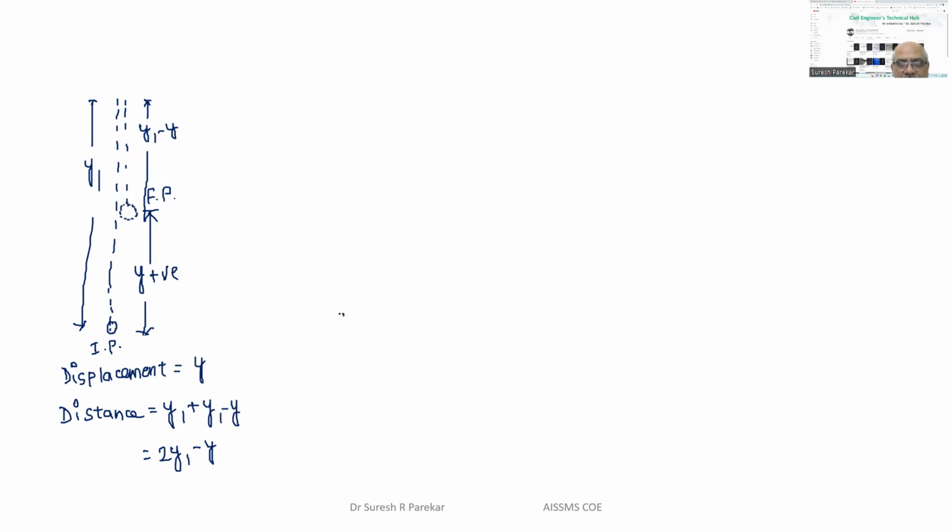Now we will consider another condition. The ball will go up to maximum height, and then it will come back, and then its position is again the same.